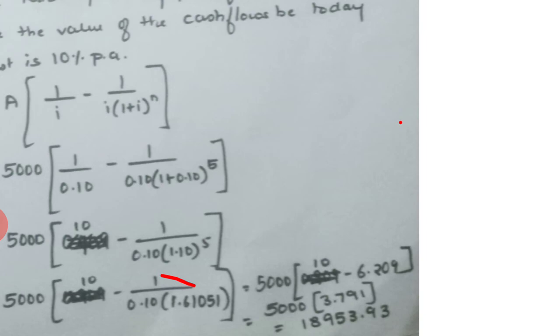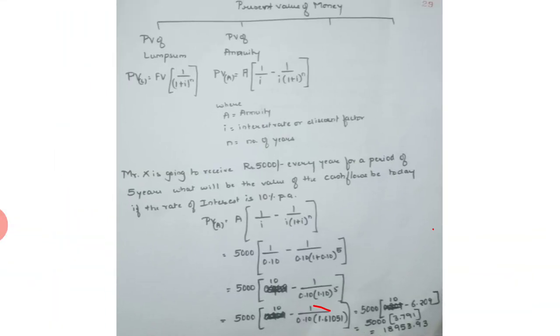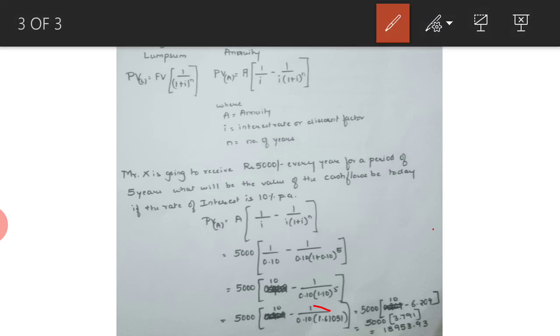And finally your answer comes as 5,000 into 3.791, that is 18,953.93. Now what is this 18,953.93? That is the value of the 5,000 rupees that Mr. X is going to receive every year for 5 years. The present value of that would be 18,953.93 rupees. So this is how you calculate the present value of annuity. Thank you.